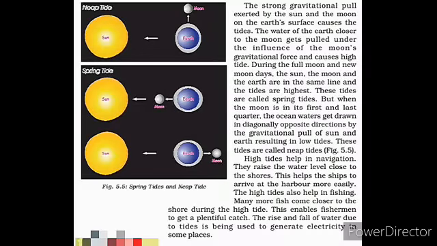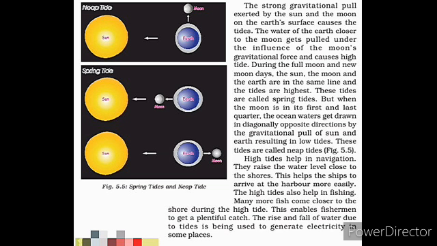The strong gravitational pull exerted by the sun and the moon on the earth's surface causes the tides. This tide is caused by the strong gravitational pull exerted by the moon, and to some extent by the sun also. So the water of the earth closer to the moon gets pulled under the influence of the moon's gravitational force and causes high tide.